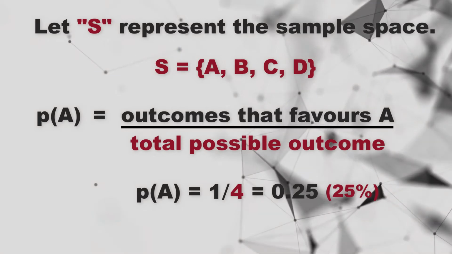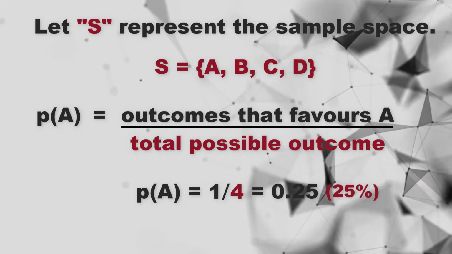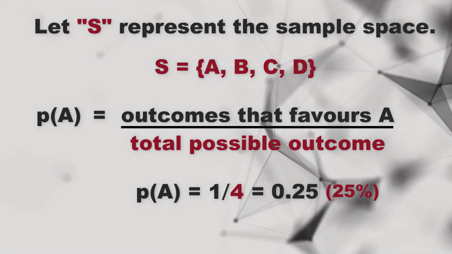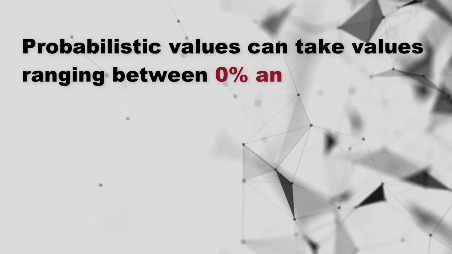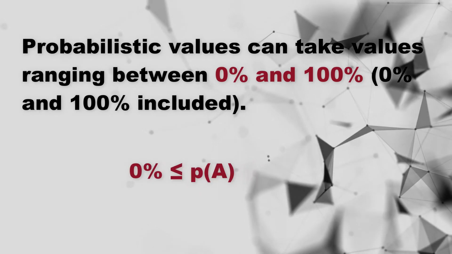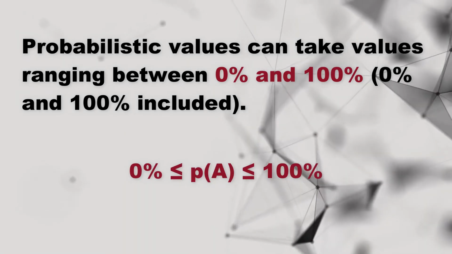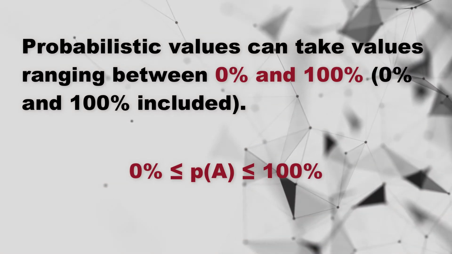This implies that whenever we have a probabilistic value of an event, we can decide to keep our answer in decimal format, or we can also decide to keep our answer as a fraction. Either one works fine. We also need to realize that the probabilistic value of an event can take a range of values, and this range is between 0 and 100%, including 0 and 100.